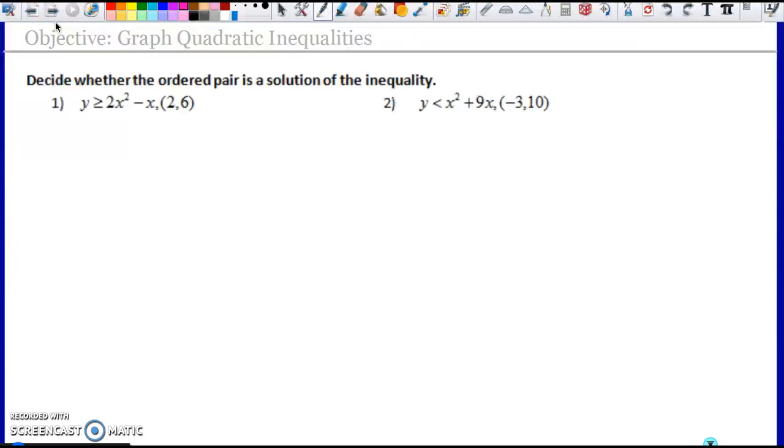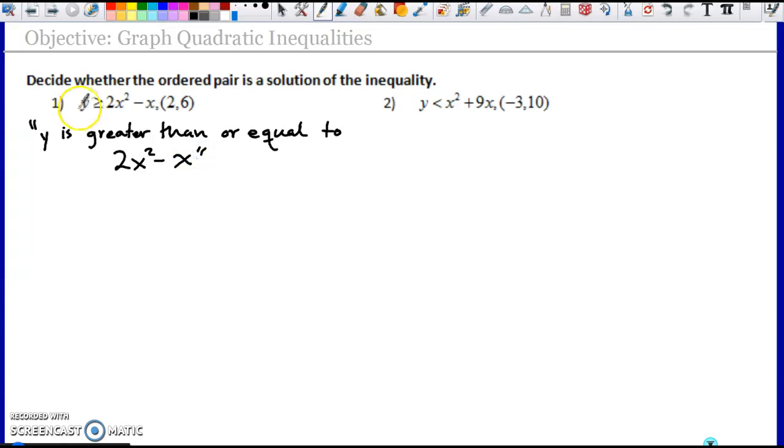Now, we don't necessarily have to draw the entire graph to know whether an ordered pair is a solution to an inequality. So, for example, I have the inequality y is greater than or equal to. I'm going to write that down. Y is greater than or equal to 2x squared minus x. That's how I'd read that. Y is greater than or equal to, that's where that little line comes in, 2x squared minus x.